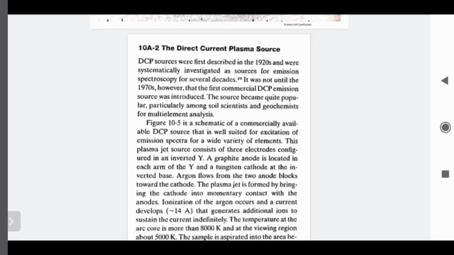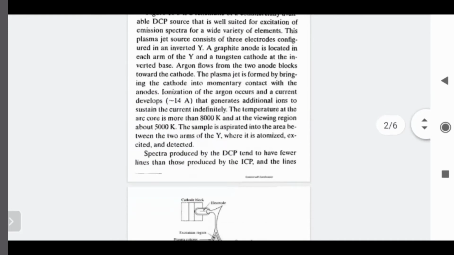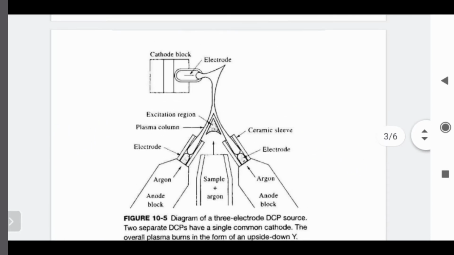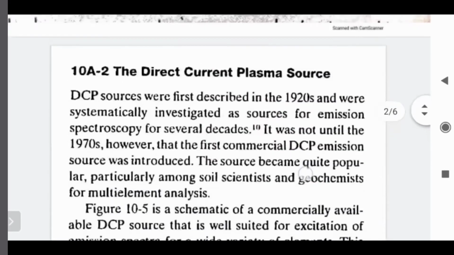Okay, so again in this technique also we are going to use the same argon gas. But what are the changes in that instrument that we will see once we get the introduction of this DCP source? So first we will see the introduction of this source.